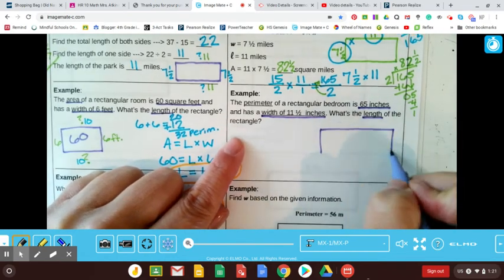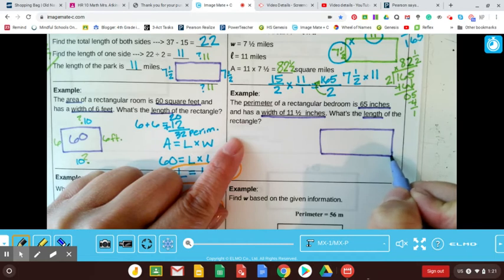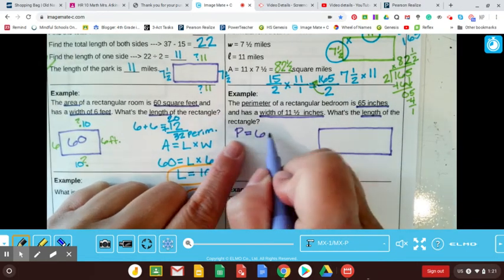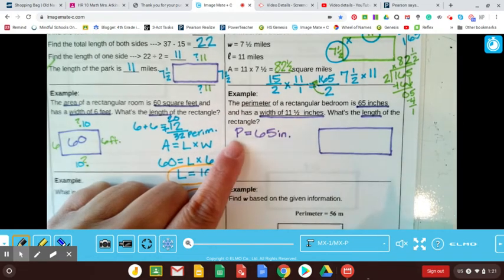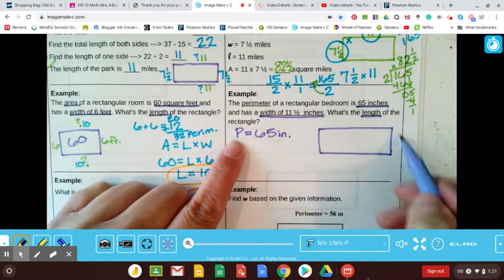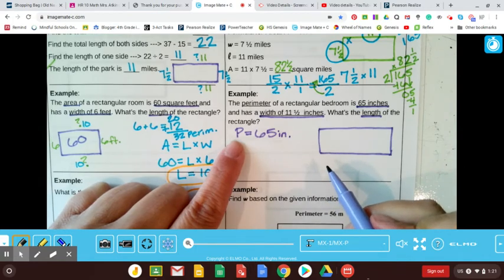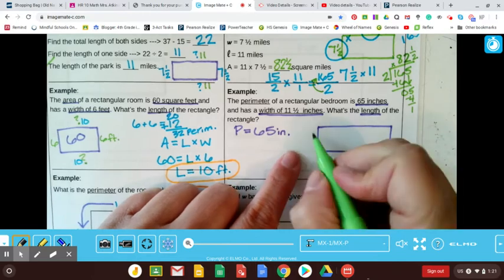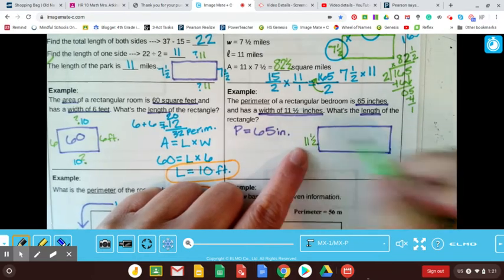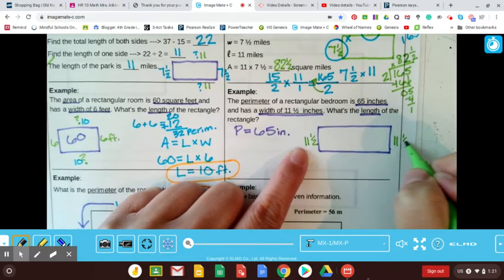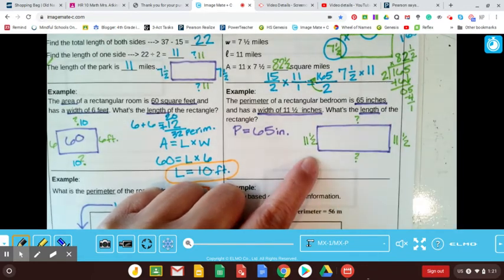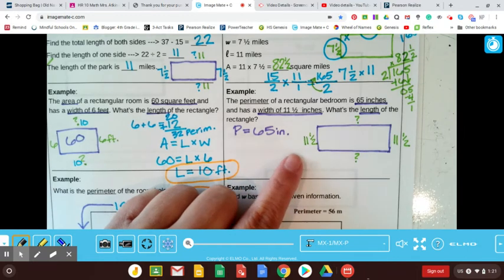All right, let's draw our model. So we know that the perimeter is 65 inches. That means that if I add up all the sides, it's going to get me 65. They're also telling me that my width is 11 and a half. So this one is 11 and a half, and this one is 11 and a half. I don't know what my lengths are. Those are my question marks. So how am I going to figure out what the length is?